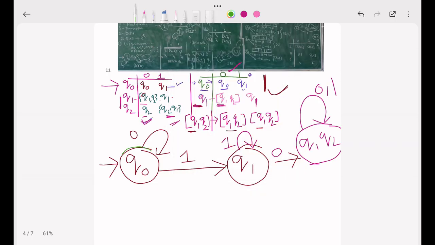For 0 there is a transition, and for 1 there is also a transition. This is a DFA, since for 0 and 1 there is a transition. So this is the overall DFA. This is the algorithm, and this is how to design it.